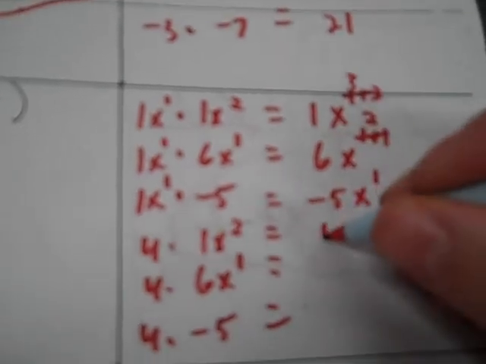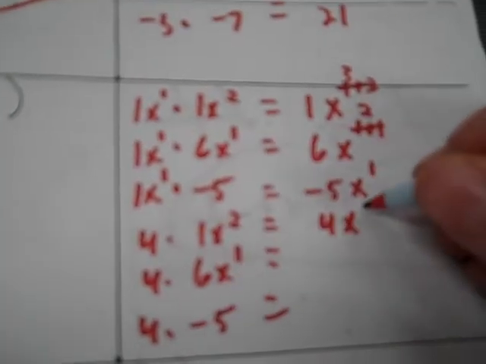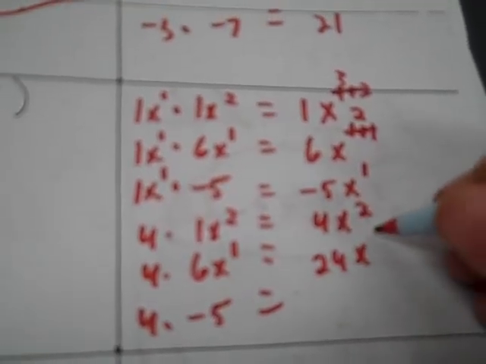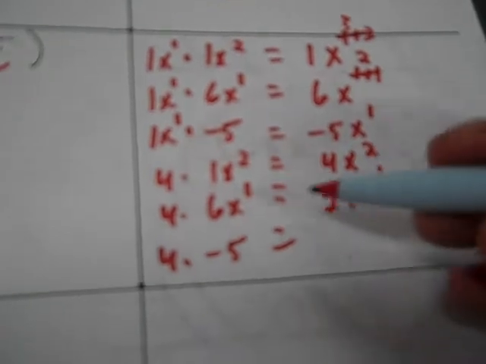1 times 1 is 1. Then on x, you take 1 plus 2, which is 3. 1 times 6 is 6. On x, you take 1 plus 1, which is 2. 1 times negative 5 is negative 5. Then on x, you just take a 1. 4 times 1 is 4. On x, you just put 2. 4 times 6 is 24. On x, you just take the 1 that's there. And then 4 times negative 5 is negative 20, and that's a constant. It doesn't have an x.